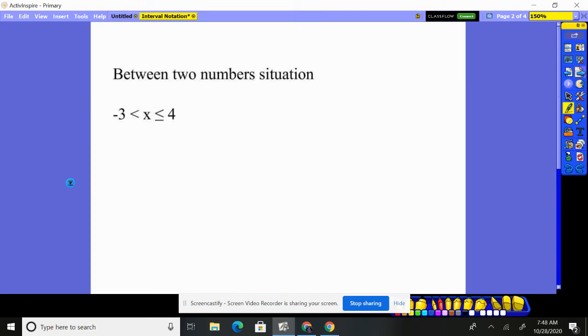Here's an example. So there's only 3 situations that occur with what we're dealing with. It's between 2 numbers. So let's say x is between -3 and +4. Well, notice it includes 4, but it doesn't include -3. So where does it start? Always the starting point, -3. Where does it end? At 4. Pretty easy. -3, it doesn't include it, so I use a parenthesis. It does include 4, so we use a bracket to say, hey, 4 is a part of the solution.